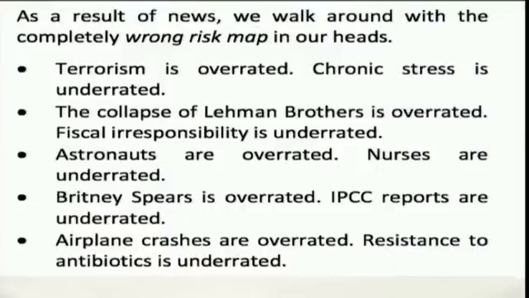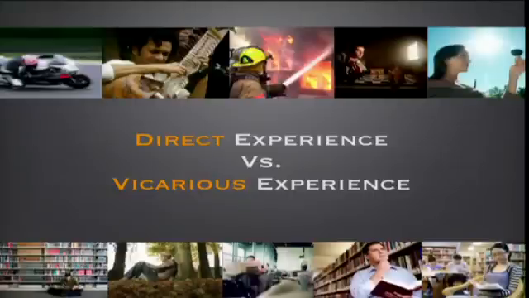News makes us end up overreacting to terrorism, underreacting to chronic stress. Astronauts are overrated, nurses are underrated. Airplane crashes are overrated, resistance to antibiotics is underrated. So our risk map is completely influenced by the availability heuristic. Indeed, what we experience directly is far more important in our brains than what we experience through other people, which is not the way it should be.